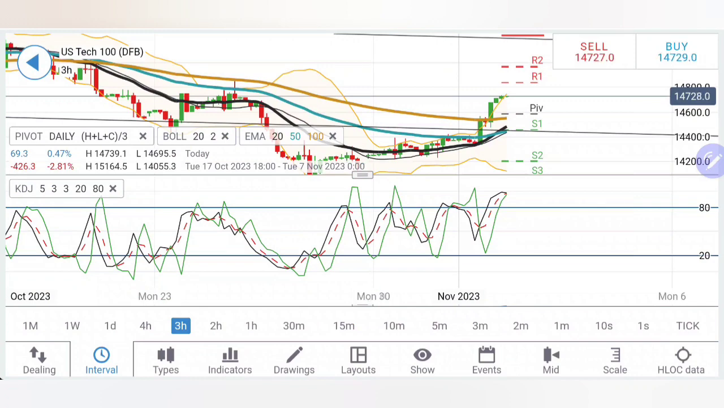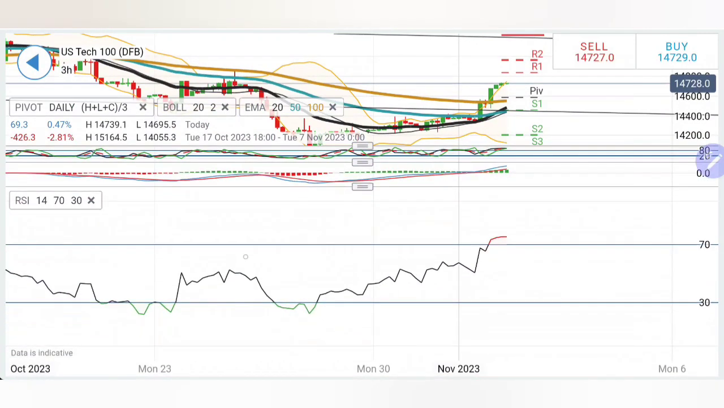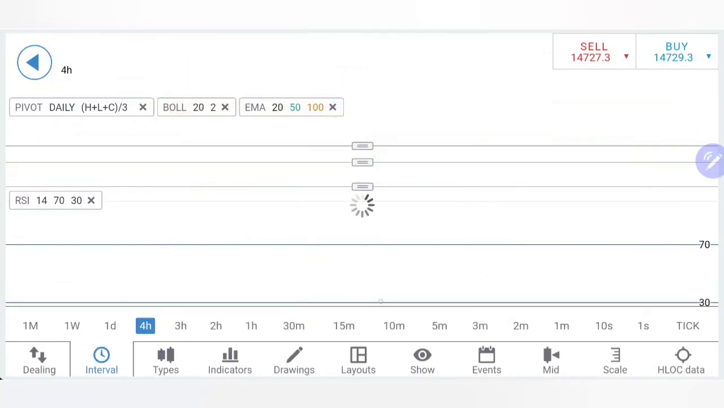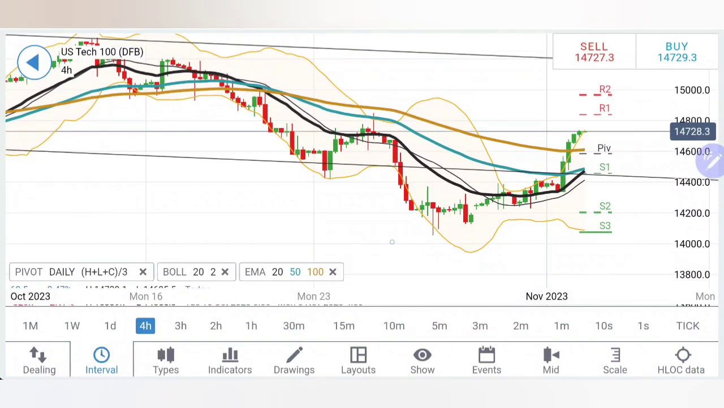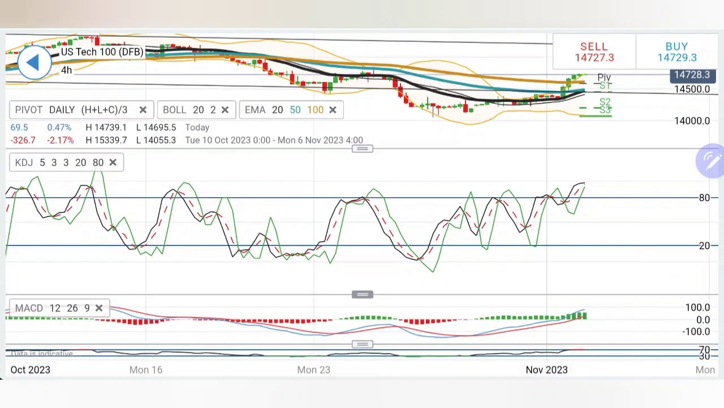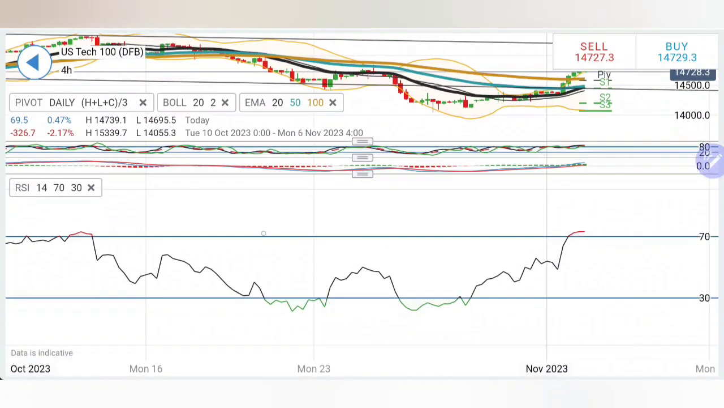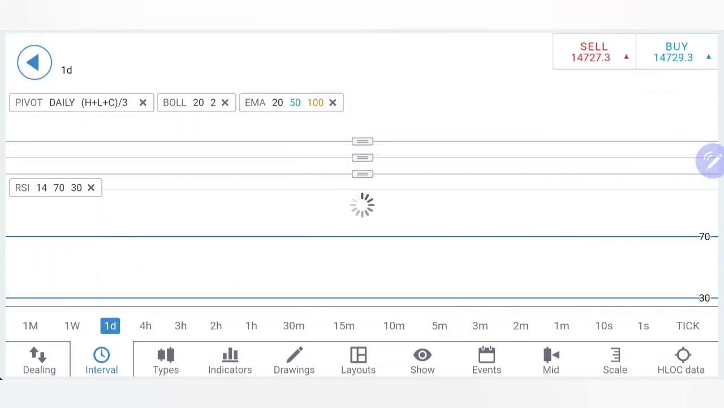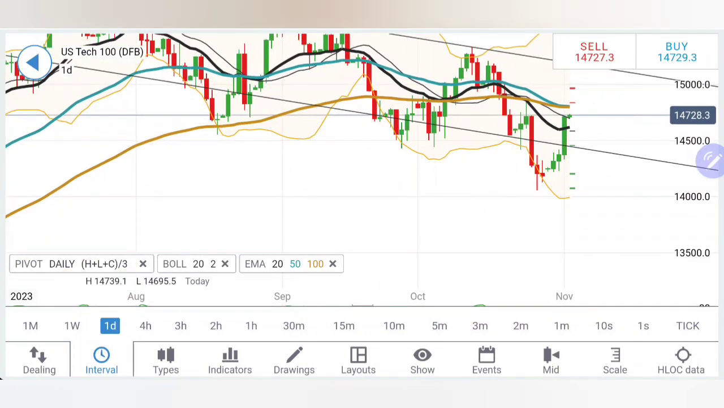Stochastic overbought, MACD divergent and bullish, RSI overbought as well. Coming to the 4-hour chart, similar observation here, nothing different. Only thing is the crossover between the 20-50 period moving average, which is making it a good support zone. Stochastic here is overbought, MACD is also bullish, and RSI is also overbought. So yes, everything is overbought here.